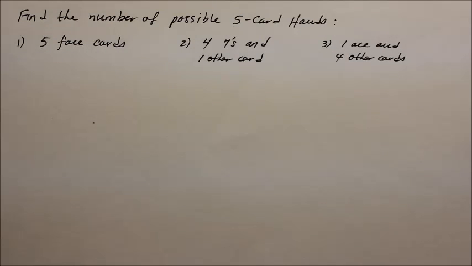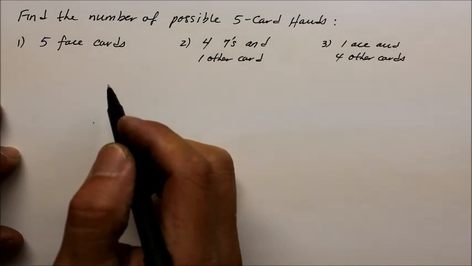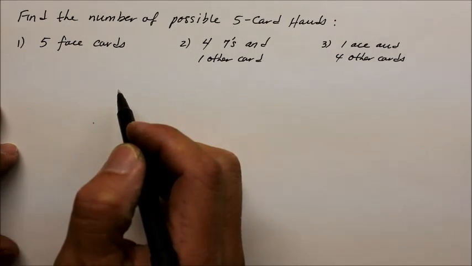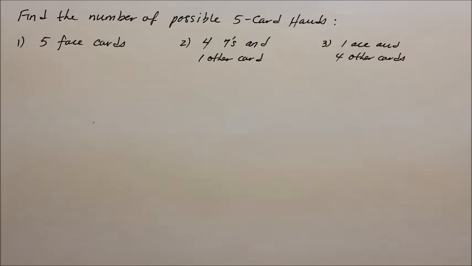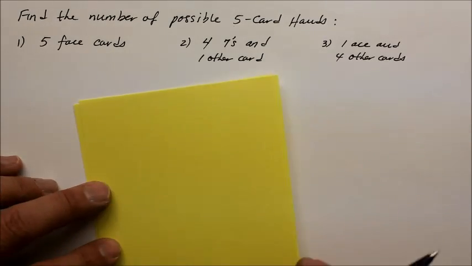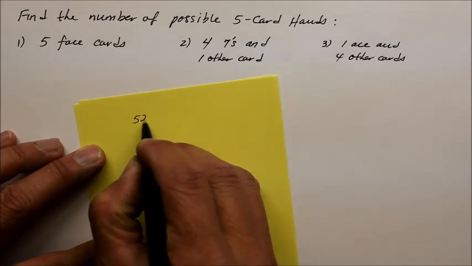Hi, this instruction video is a continuation of combinations. We're going to use the combinations method to find the total number of possible ways you could have a 5-card hand. Keep in mind that in a deck of cards, there are 52 total cards.